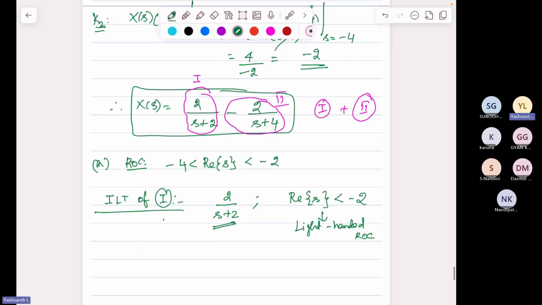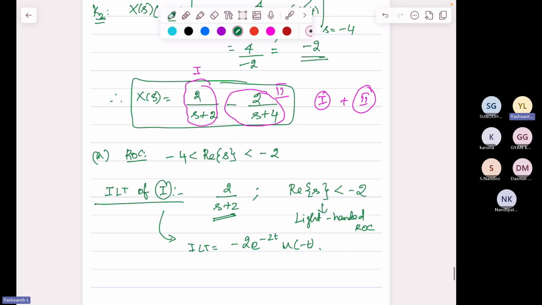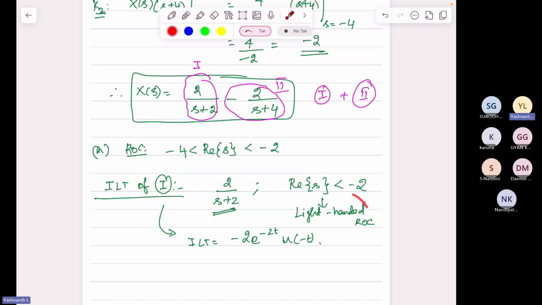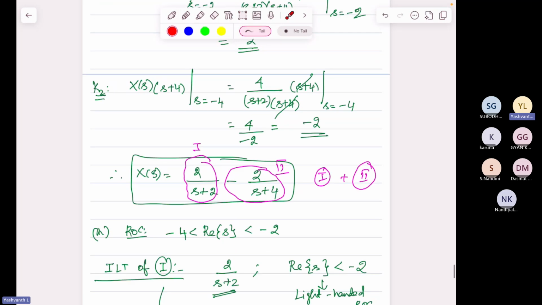Therefore, the inverse Laplace transform is minus 2 times e power minus 2t into u of minus t. Because it's a left-hand ROC, the inverse Laplace transform will also be left-handed. If it were right-handed, it would be plus 2 times e power minus 2t into u of t. Go back and see here.